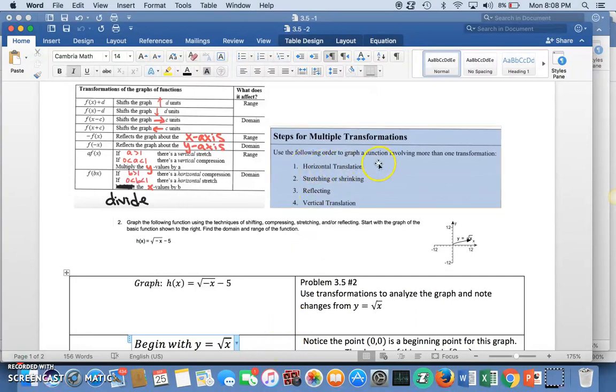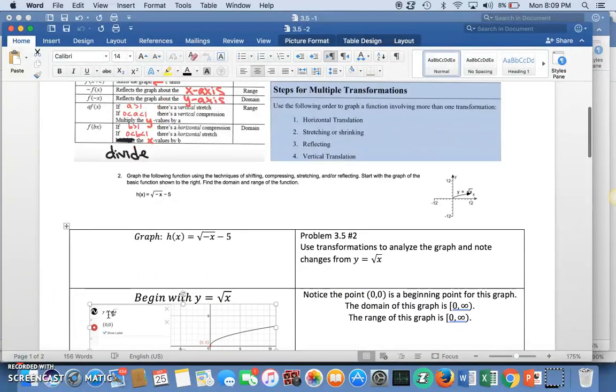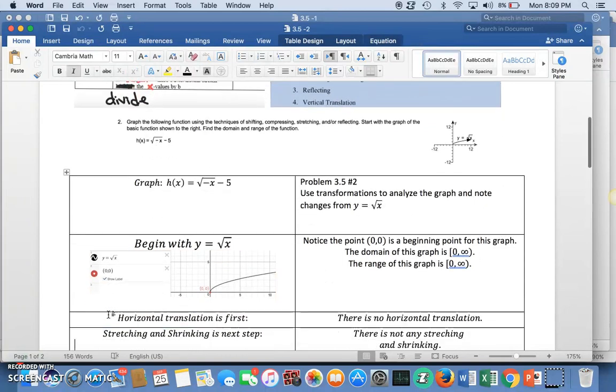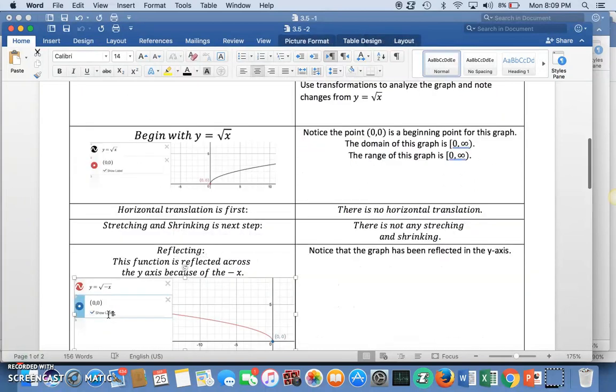The first thing is a horizontal translation. You don't have a horizontal translation. You do not have any stretching or shrinking. You do have reflecting. The negative right here in front of that x is going to cause it to reflect in the y. So let's look at what happens when you actually reflect it. This is what happens. Point 0, 0 stayed anchored.